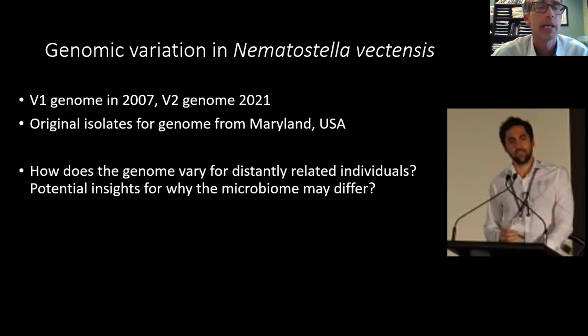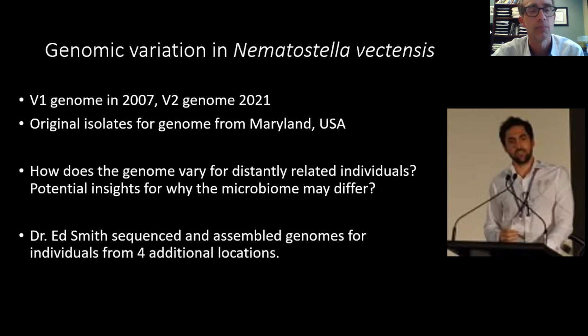And so what Ed wanted to look at was, how does the genome vary for distantly related individuals? And this is geographically distant, tracks very well with genetic distance, it turns out. And it could give us insights into the microbiome. And so what Ed's done is that he sequenced and assembled genomes from individuals from 4 additional locations. I just want to tell you a little bit about the data because it's super exciting.